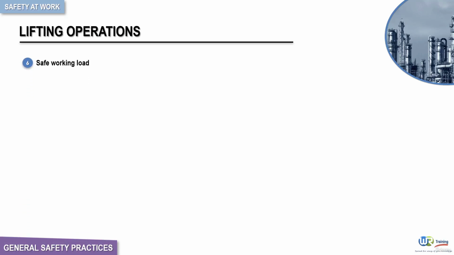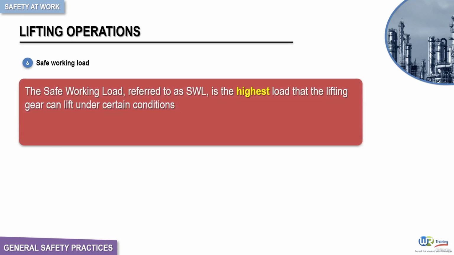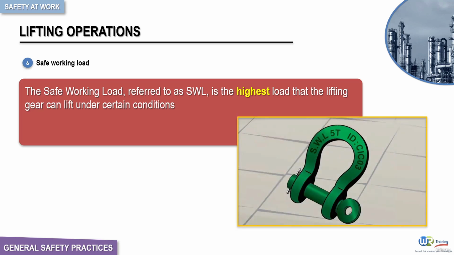The safe working load, referred to as SWL, is the highest load that the lifting gear can lift under certain conditions. Keep in mind here, and always remember, the work should be performed under safe working loads in all situations. The safe working load and identity number of all lifting gears must be displayed clearly and easily visible to all workers. In this example, the safe working load is 5 tons, roughly 11,000 pounds, and the identity number is as follows.